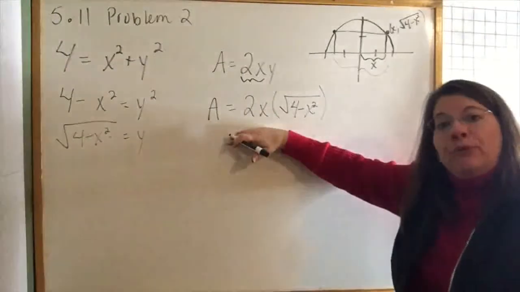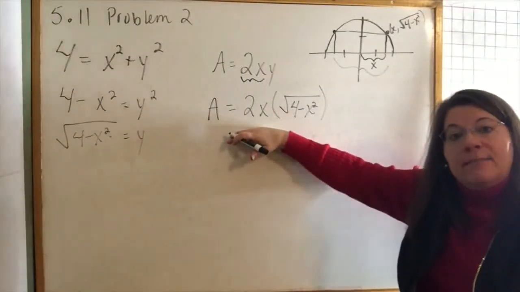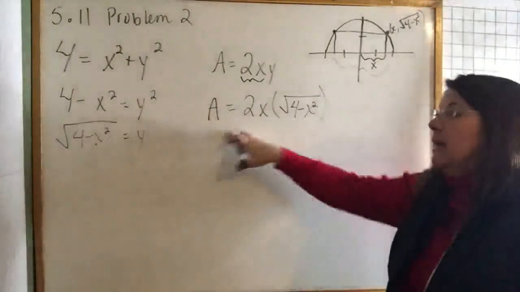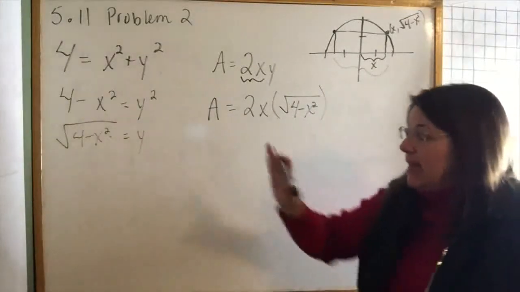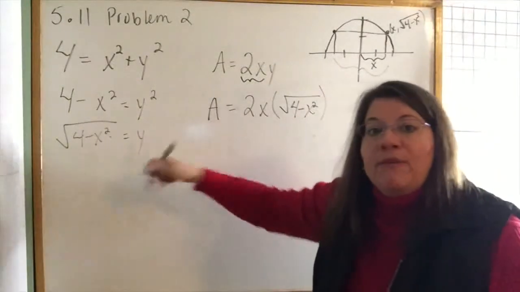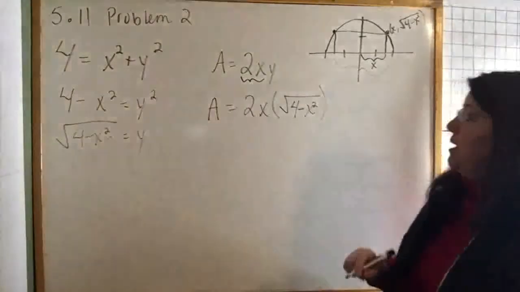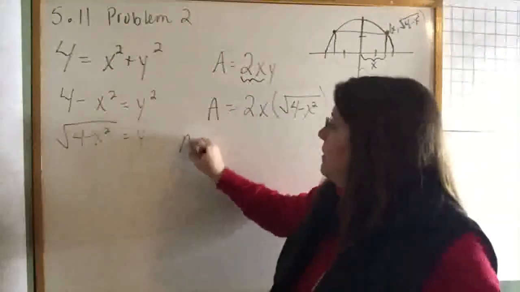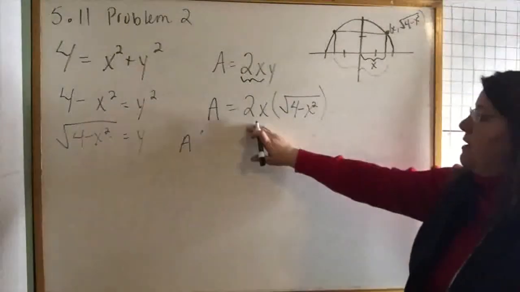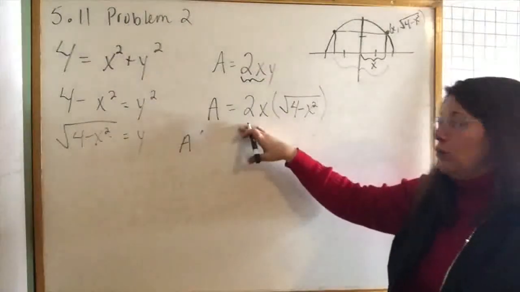This would be my primary equation because I'm maximizing my area. So my area formula is what I'm trying to maximize, making it the primary equation. Secondary equation was this one, which helped me find my y value. So the next thing I need to do is take the derivative of this. Well, the derivative of this means I need to use the product rule.